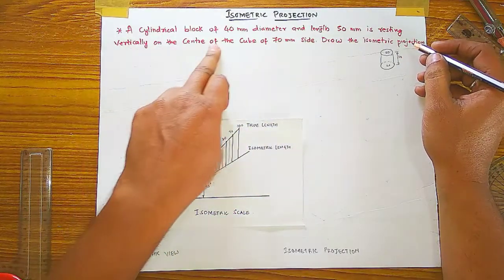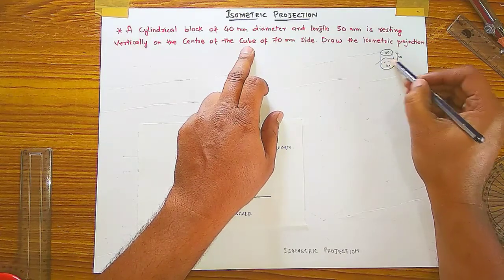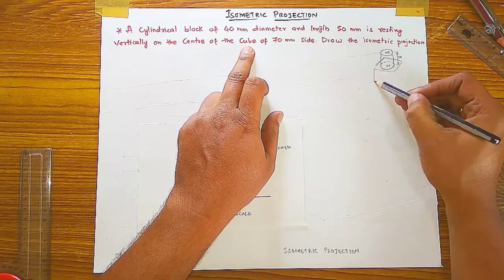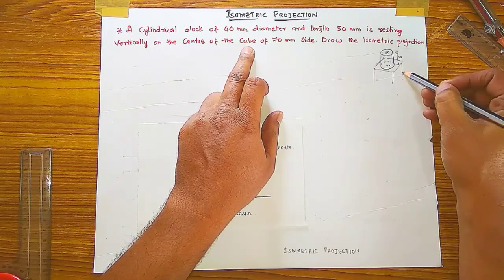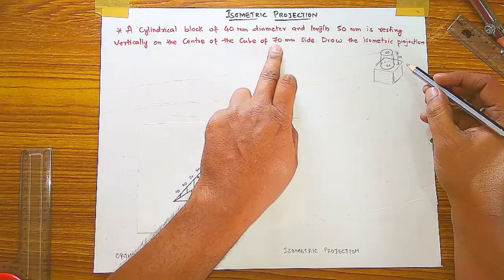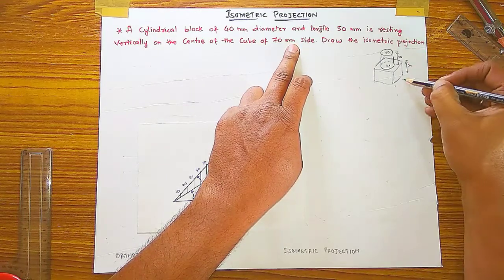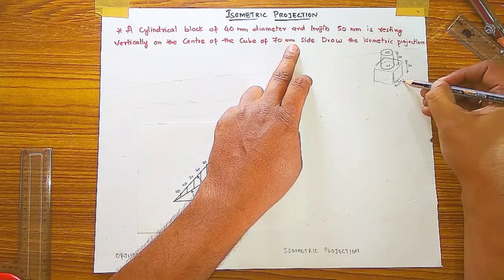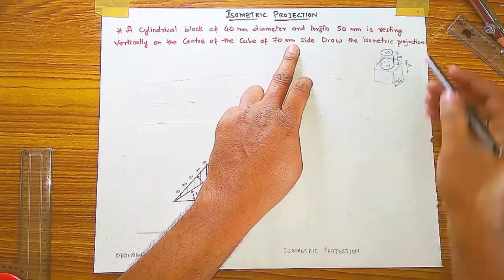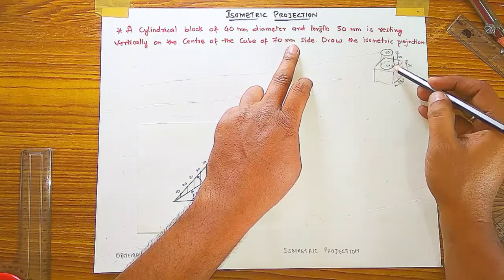Resting vertically on the center of the cube means this cylinder is resting on a cube, and I am drawing a cube. The cube will be like this. It is resting centrally on the cube. A cube of 70 mm side means its height is 70 mm and its width is also 70 mm, because a cube has all sides equal. So draw the isometric projection.